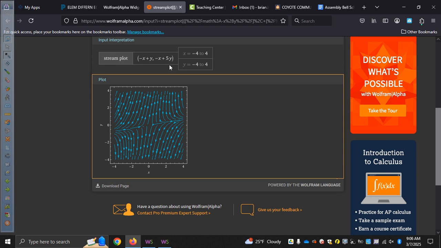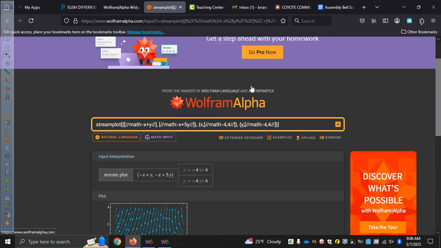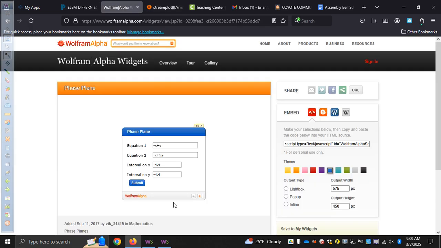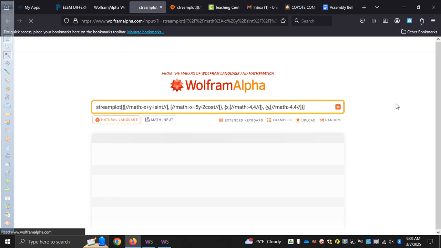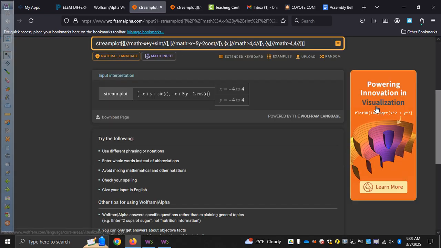And did I type this in right? Yeah. Now let me go back and see, can we put a non-homogeneous term here? Is this minus 2 cosine t? Yeah. It's gonna freak out. Oh, yeah. Didn't like that.